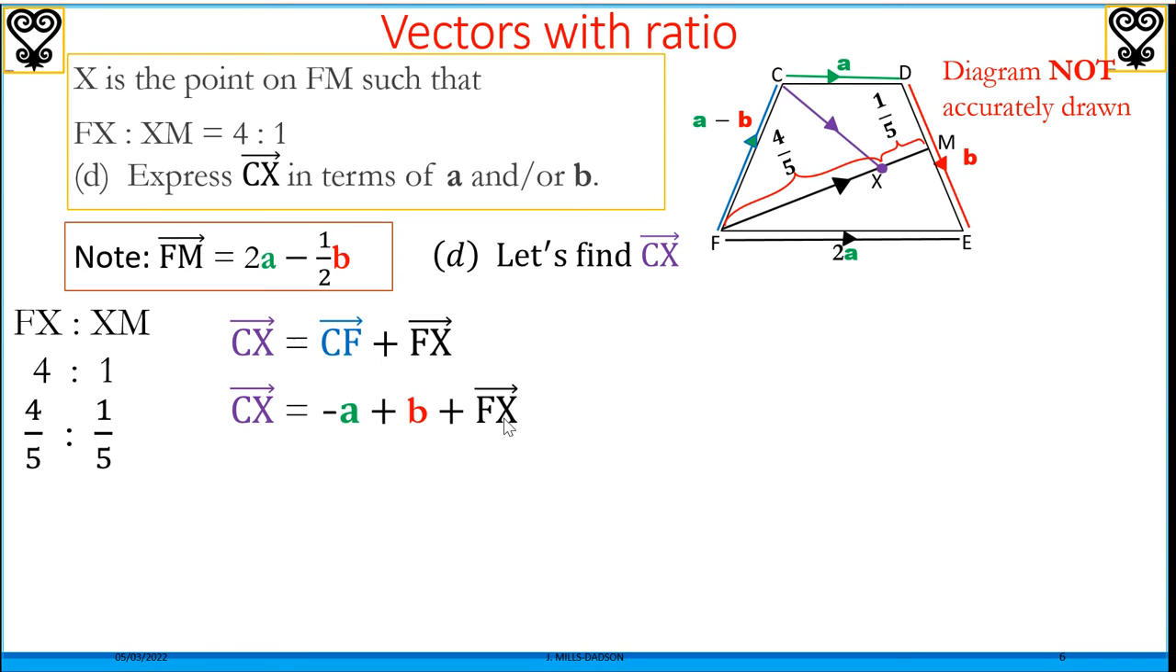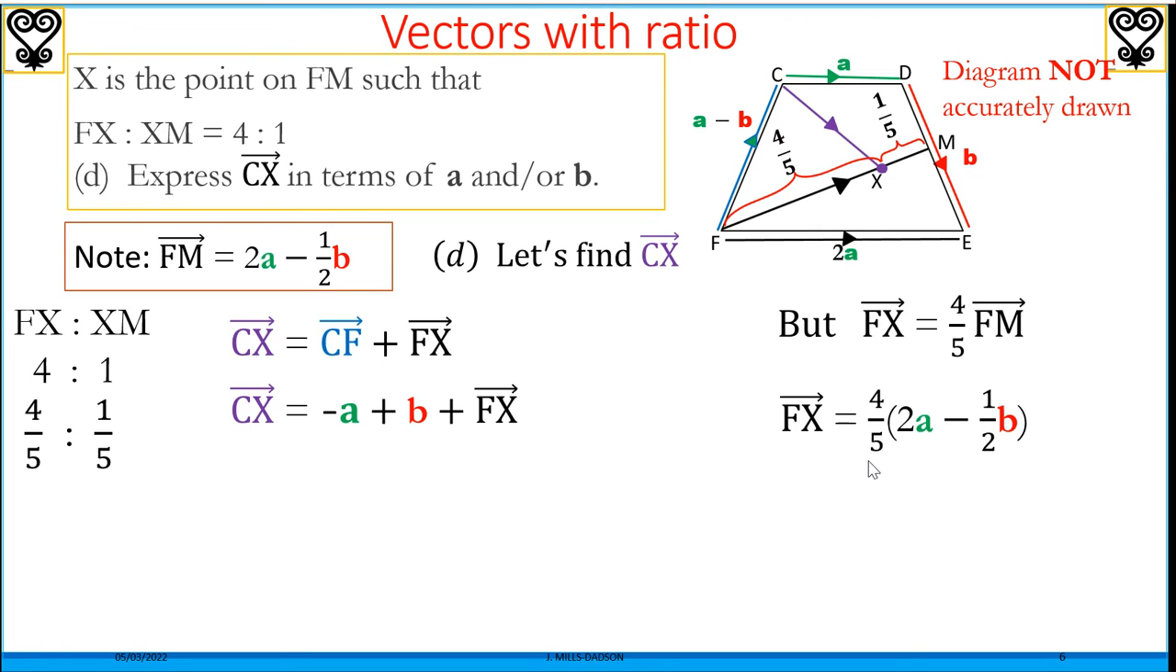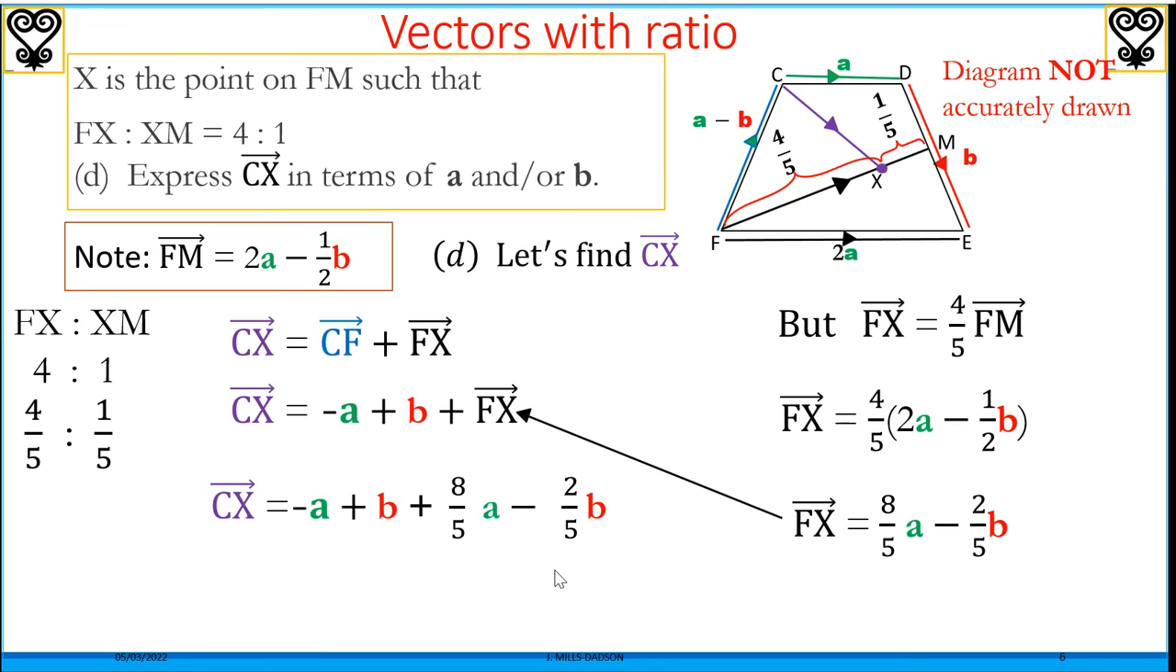Then I'm going to add Fx. So I'm going to work out Fx separately. I know Fx is 4/5 of FM. FM is given to me, I've worked it already. So if I expand the bracket, you got to be very careful here. So this becomes 8/5A minus 4/10. 4/10 is simplified as 2/5. Always write your answer in simplest form. So replacing vector Fx with this expression, this is what I will have.